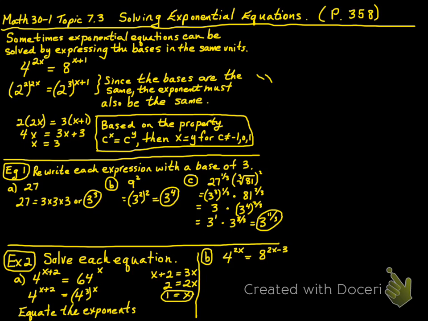B, 4 to the power of 2x is 8 to the power of 2x minus 3. Again, express both of these with base 2. 2 squared to the power of 2x is 2 to the power of 4x, equal to 2 cubed to the power of 2x minus 3. That means if you multiply the exponents to make an equation, you're going to get 4x equals 6x minus 9. Take away 6x from both sides, you're going to get -2x equals -9. And if you divide both sides by -2, you're going to get x equals 9 over 2, or x equals 4.5.